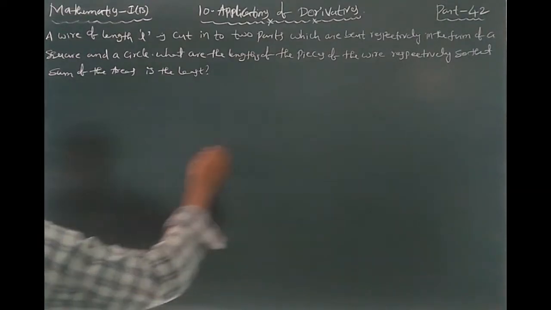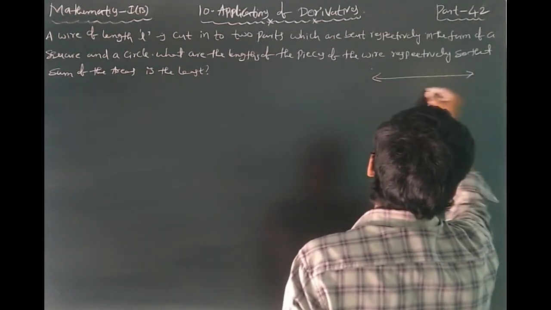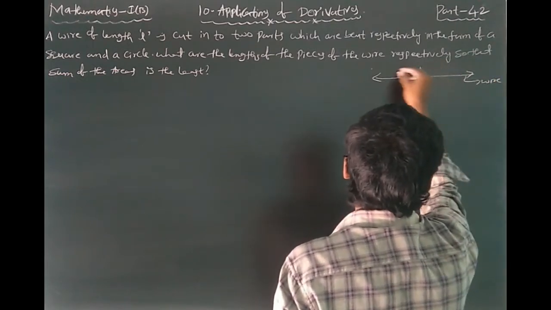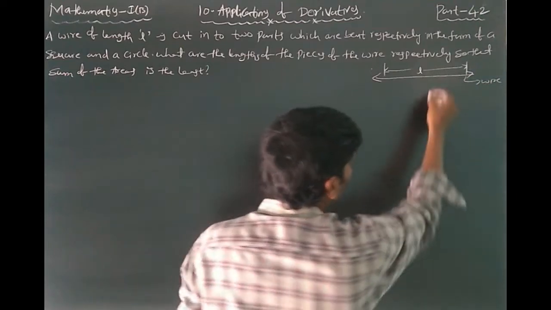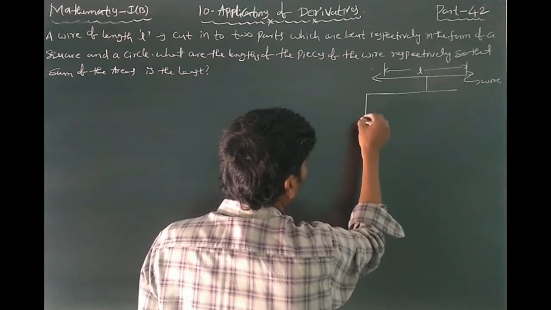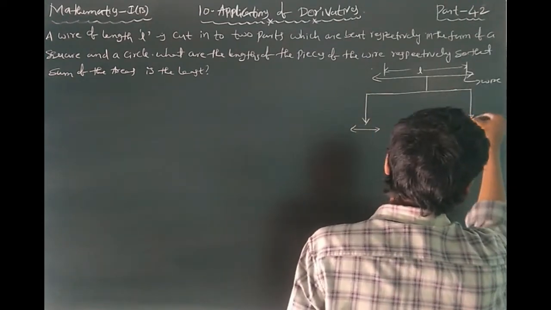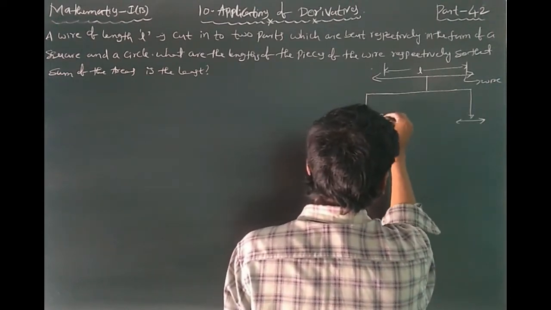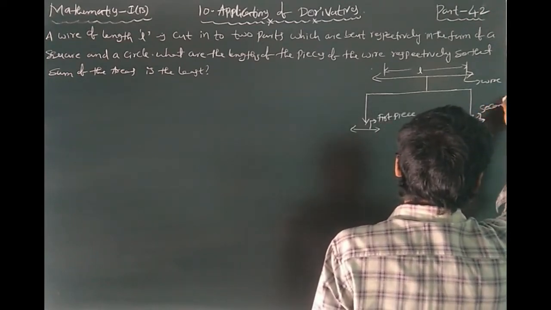First of all, take a wire of length L. This wire is cut into two parts. This is the first part, nothing but the first piece. This is the second piece.